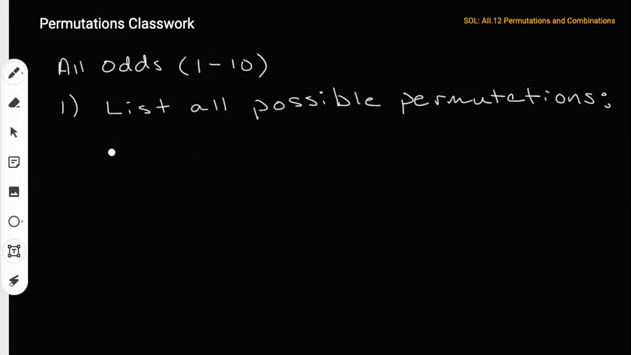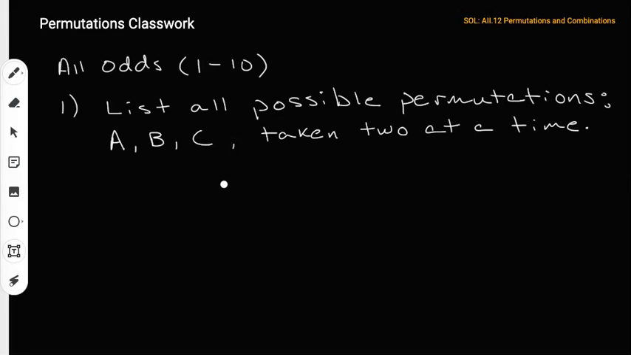We're going to list all possible permutations of the three letters A, B, and C. And we're going to take them two at a time. So what that means is I need to make two-letter permutations from these three letters right here. So I can put the A and the B together. I can put the A and the C together. And then the last two-letter permutation for this is going to be putting the B and the C together.